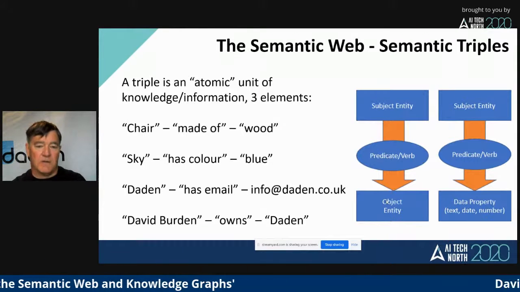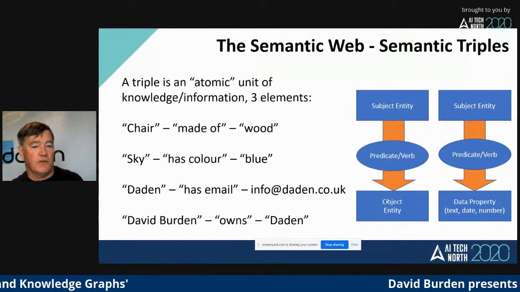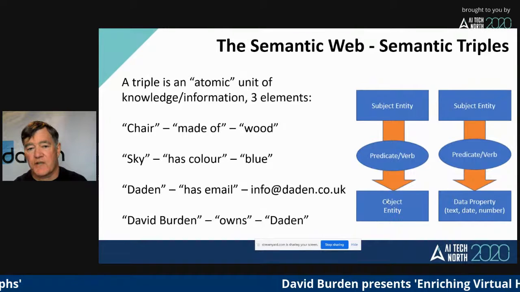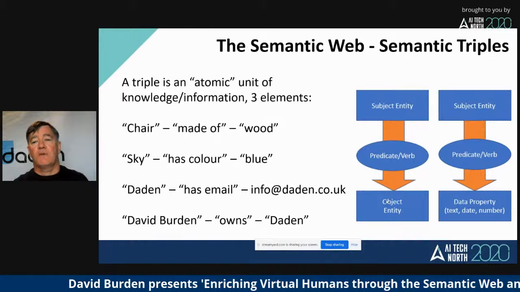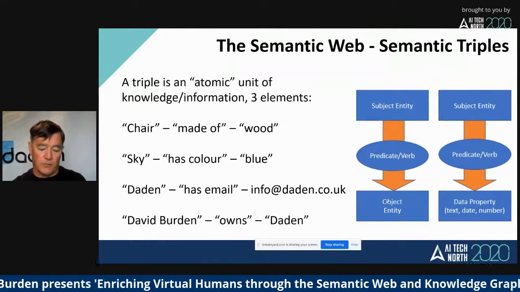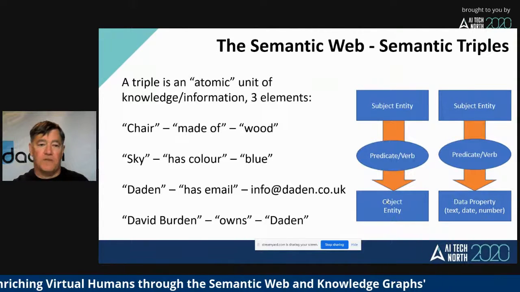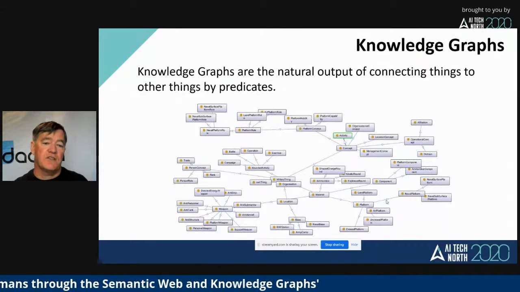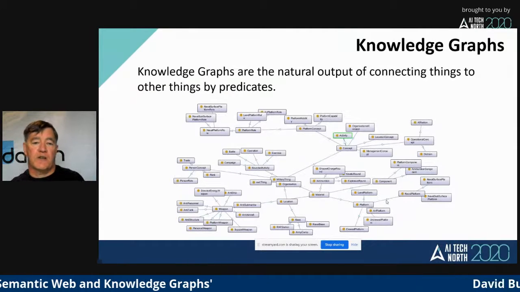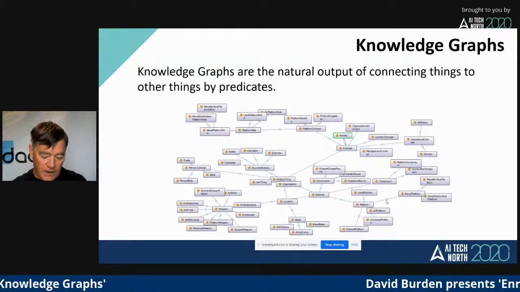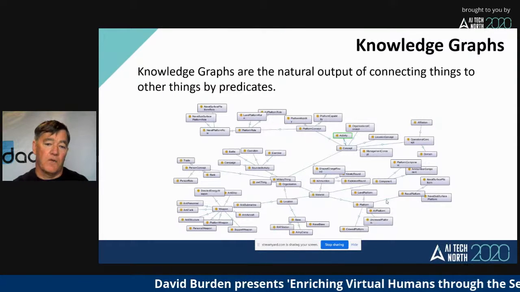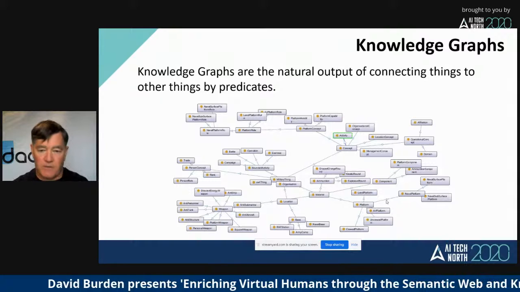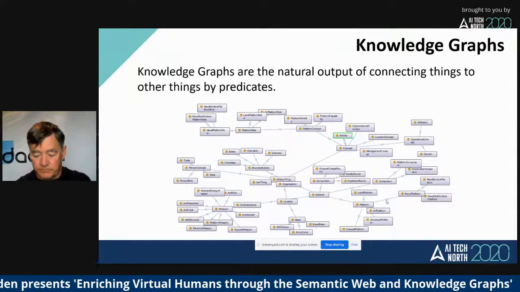So the idea is that if we represent everything that we want to talk about through a conversational AI, or have an AI reason against, as these triples, then just by creating those different linkages between different things, we start to create these knowledge graphs. And then from those knowledge graphs, we can start to derive a lot of understanding of what is actually going on. And I'll talk about some of the ways in which we do that as we go through.